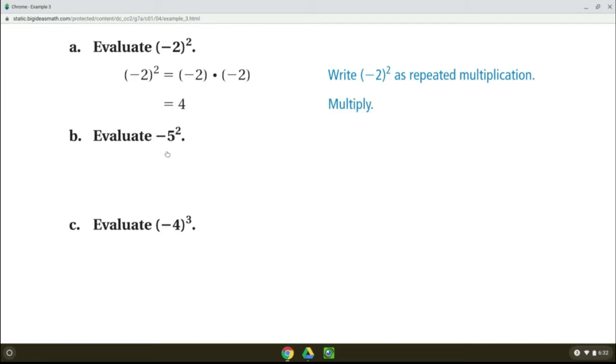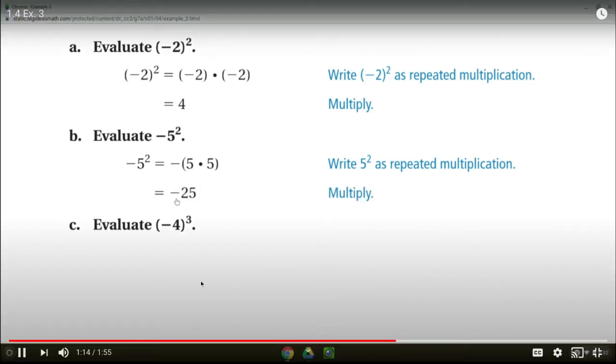This is different from this example where it says evaluate negative 5 squared because the parentheses are missing, which means that this exponent is only attached to the 5, not the negative symbol. So this is actually saying, give me the negative or the opposite answer to 5 times 5. And 5 times 5 is a positive times a positive, which is 25, and then the negative answer of that, which would be negative 25.